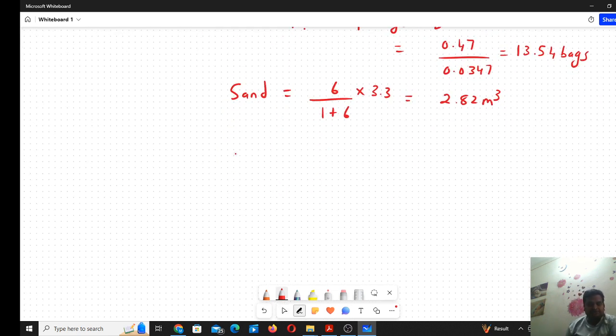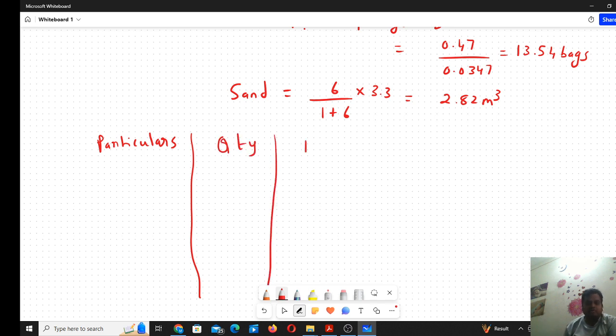Now at last we need to prepare the chart for the materials which are required. So I will prepare that. First I will give it as particulars, then after particulars we have quantity, after quantity we have the rates, then the cost or amount, right. So the first particular is the bricks.